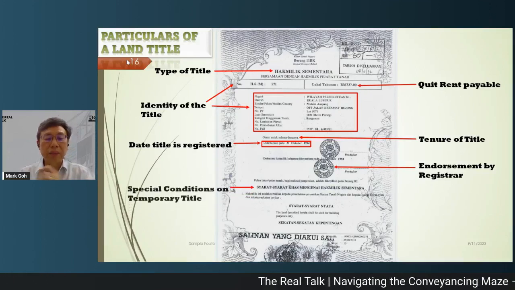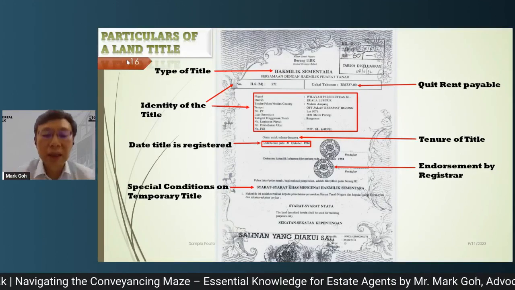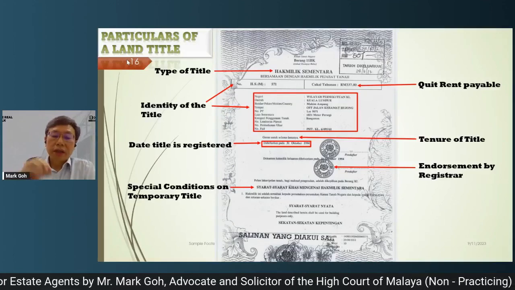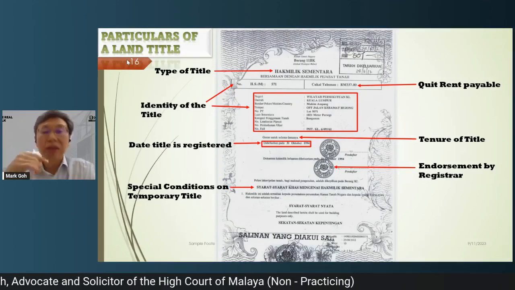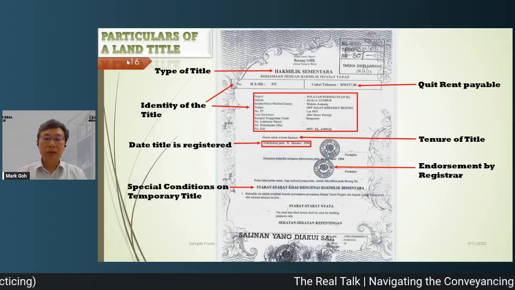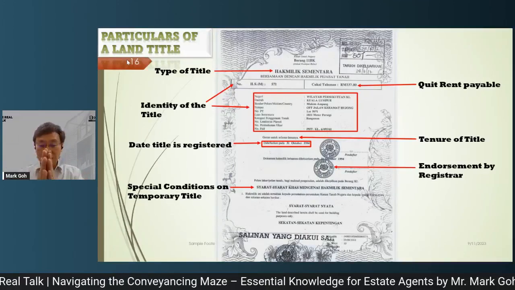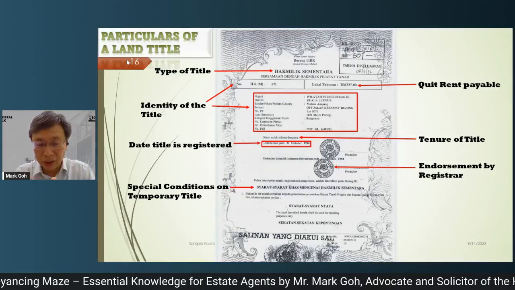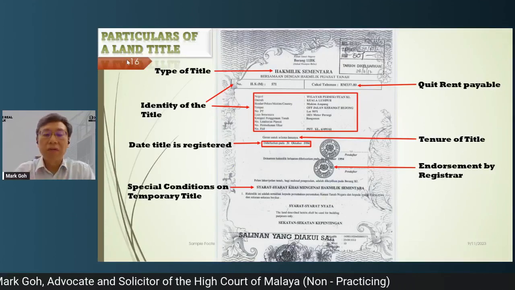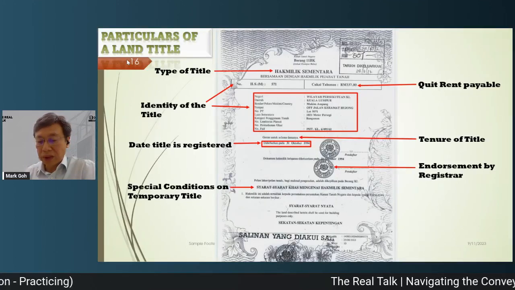Okay, syarat-syarat khas. This one people will check. Special conditions. Sometimes the syarat-syarat khas is nil, nothing to it. Sometimes the land doesn't have a special condition. The most common condition on the title is that this land cannot be transferred, cannot be charged, cannot be leased unless you get the state authority consent. That's a very common one. And this usually appears, not all the time, for leasehold, the fixed period title. Freehold or in perpetuity usually doesn't have one. Sometimes, in rare cases, they do. That's why you've got to check the title.